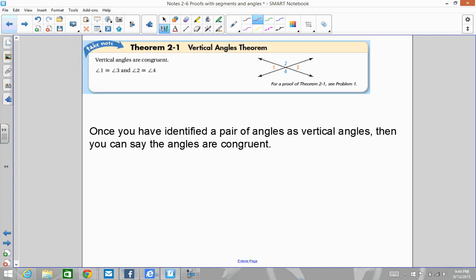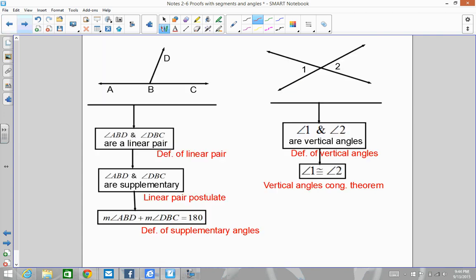Now we also have vertical angles. In order to use the vertical angles theorem, you first must say, hey, this is a pair of vertical angles. I have to identify that they're vertical angles. So I have to say these two angles are vertical. Once I say these two angles are vertical, then I can say that those angles are congruent. And so again, that proof looks like this. Angle 1 and angle 2 are vertical angles. Definition of vertical angles: two non-adjacent angles that are formed by two pairs of opposite rays. There they are. The definition tells me what they look like. And then I can say angle 1 and angle 2 are congruent because of the vertical angles congruence theorem.